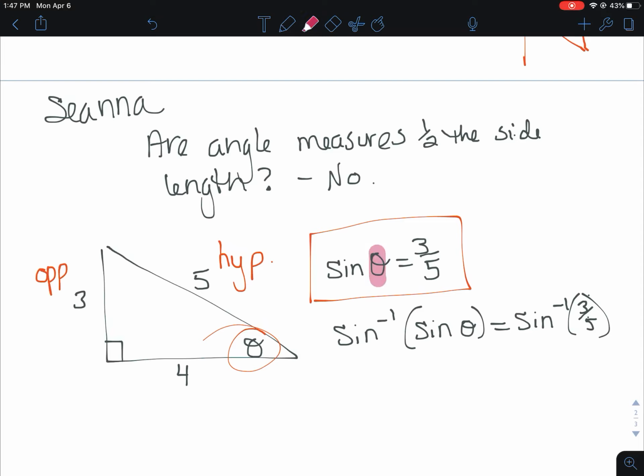And my unknown, my missing piece, is theta, the angle. So if we want to find the angle, then we would take the sine inverse of the sine of theta, and then the sine inverse of the other side of the equation as well. It's just like I'm squaring both sides or dividing both sides. I'm taking the inverse function of both sides. Well, sine inverse and sine cancel, so we just get theta.